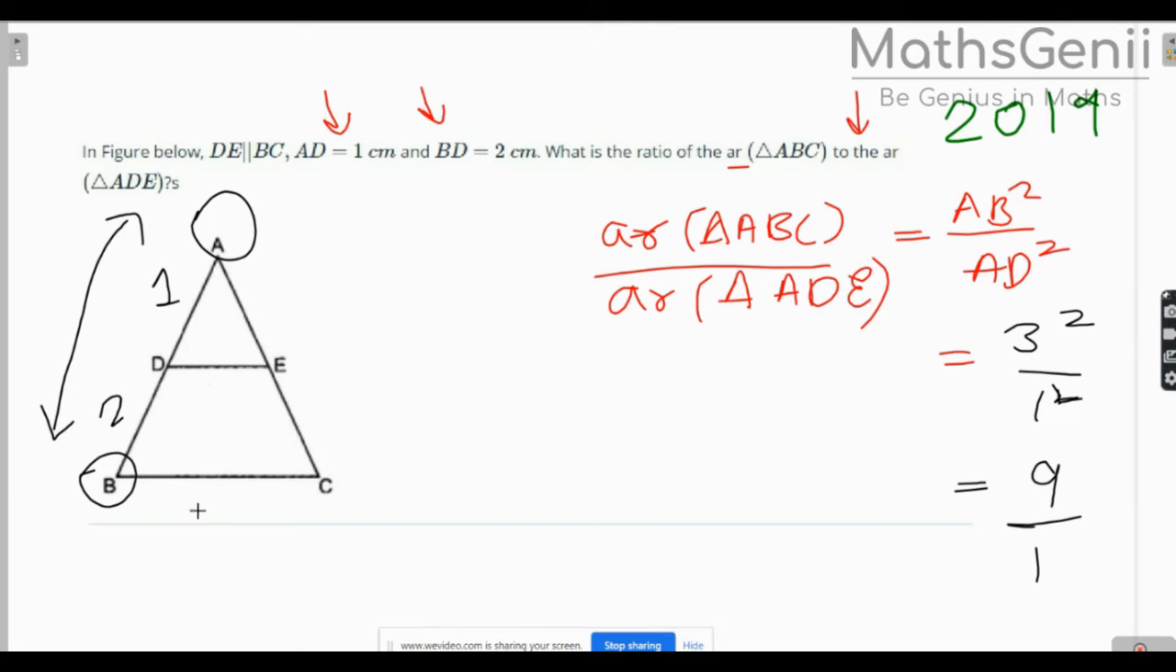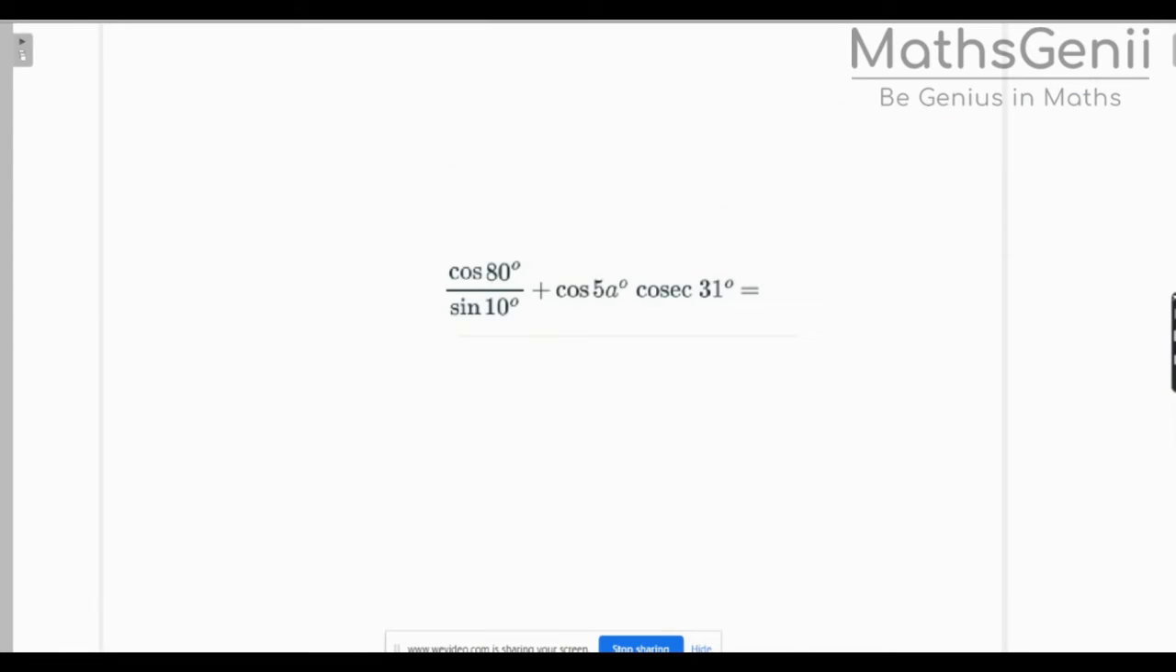Okay. Now let's look at the next question. What is the question? The question says cos 80 upon sin 10 plus cos 59 cosec 31. It's a printing mistake. It's cos 59 cosec 31. Okay. So this is a 2019 question. How do you solve it?